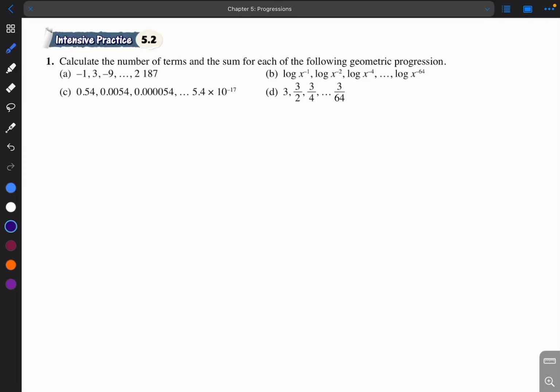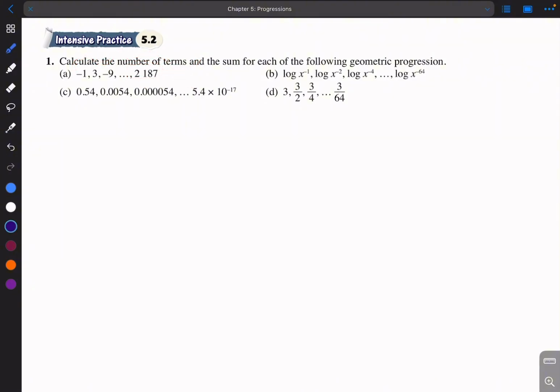Intensive practice 5.2, question 1. Calculate the number of terms and sum for each of the following geometric progression. Okay, so they gave us the last term. We need to find how many terms to get to this term. So this is our Tn. We need to find the value of n. So which term is this lah? Then we need to find the sum.